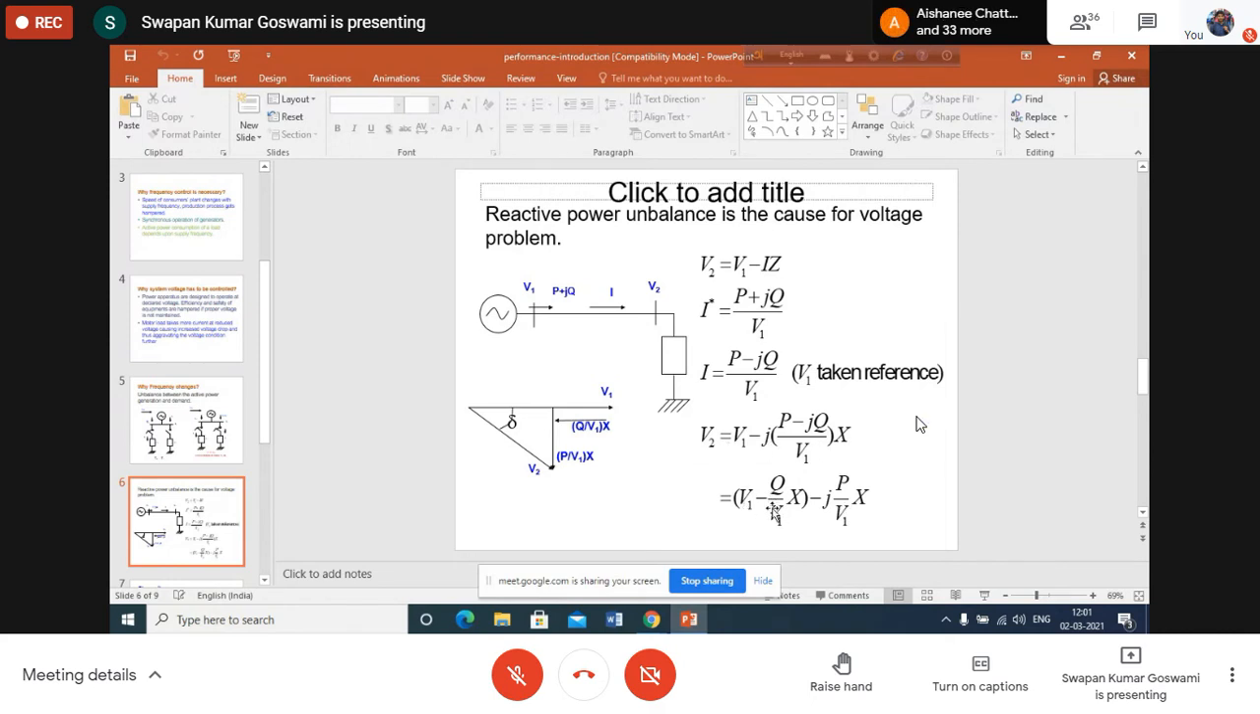We can rearrange this and write V1 minus (Q by V1) into X, as shown in the phasor diagram here, and minus j (P by V1) into X. The perpendicular component is P by V1 into X. Is it clear? So V2 is finally written in this way: V1 minus (Q by V1) X minus j (P by V1) X.